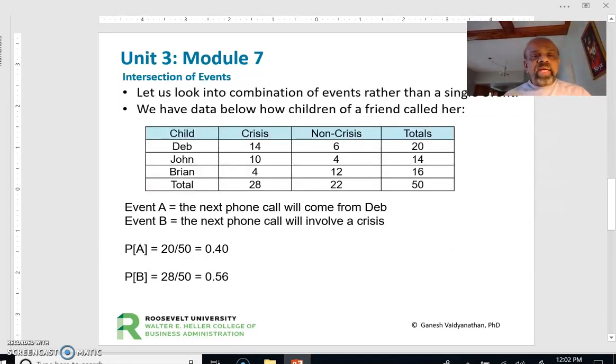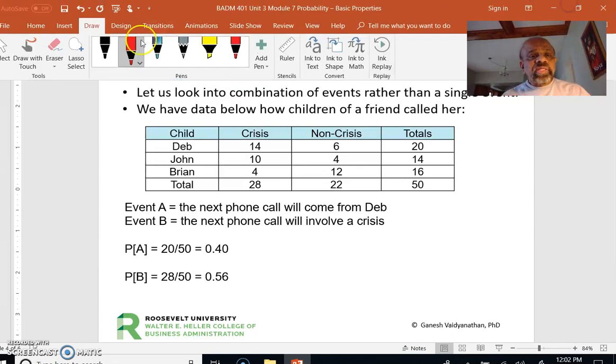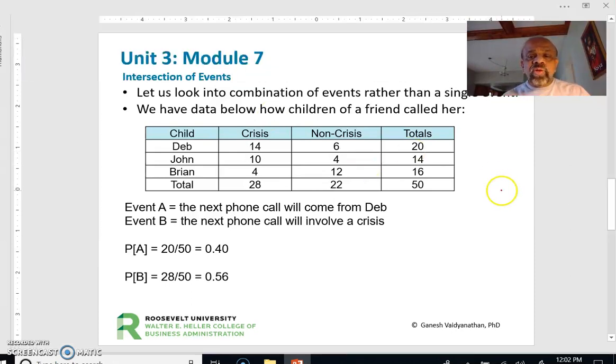Now we'll talk about intersection. Intersections and unions are important parts of events because here we can combine many events. So far we have been looking at only one event. Now we can combine other events.